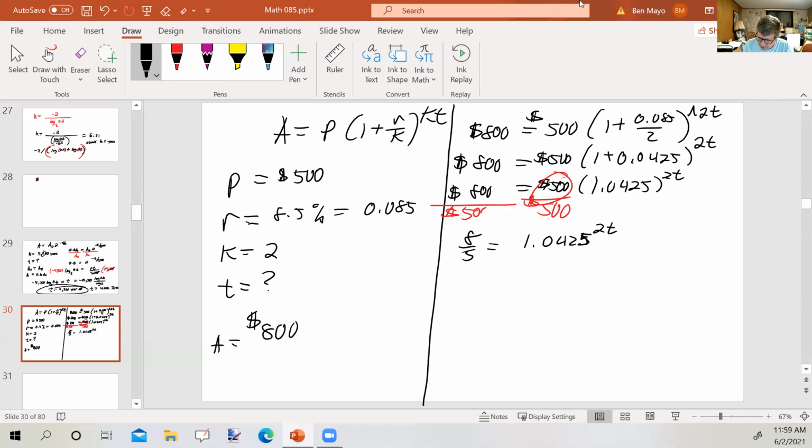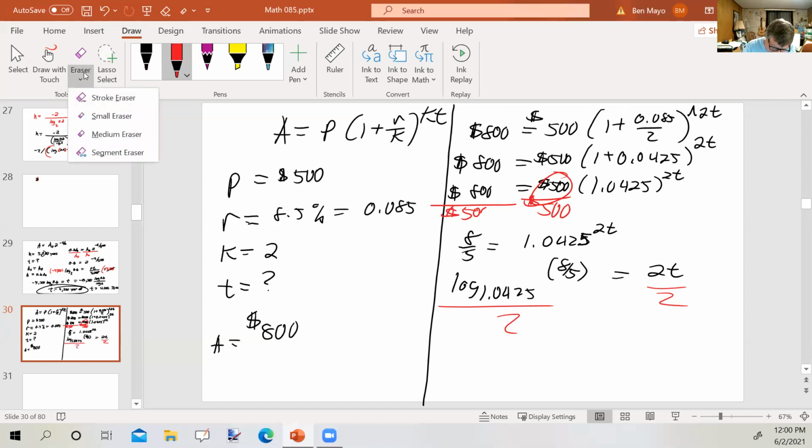Now I can change that around, and I have log base 1.0425 of 8/5 equals 2t. All right. To make things a little simpler, my next step would be to what? Divide both sides by 2. Okay. So I'd get this.